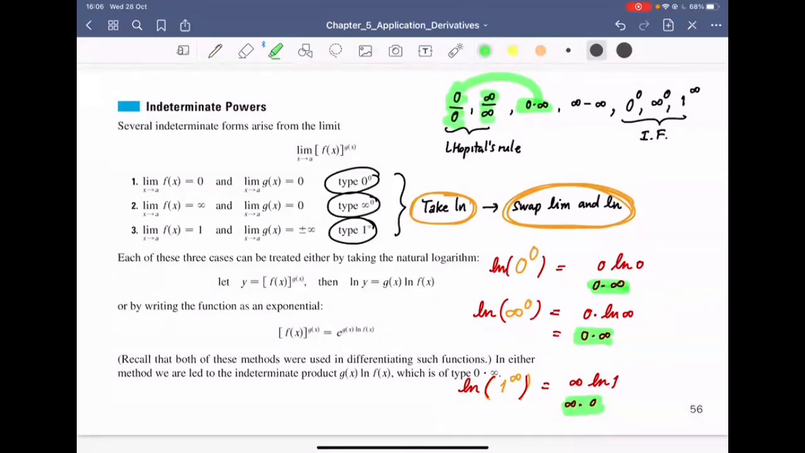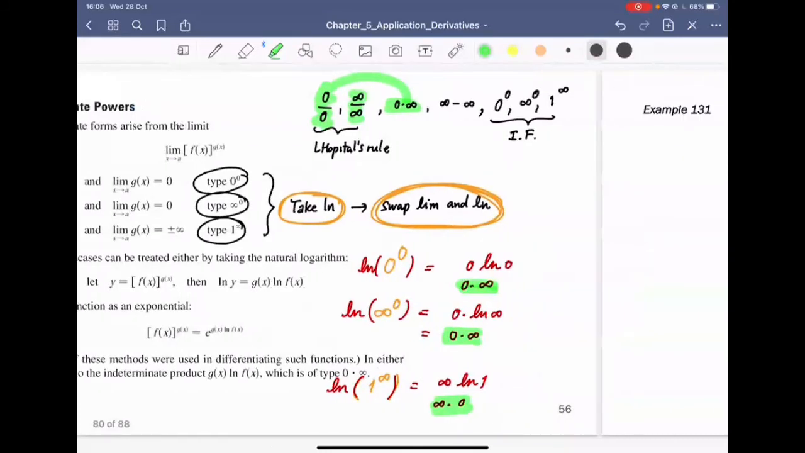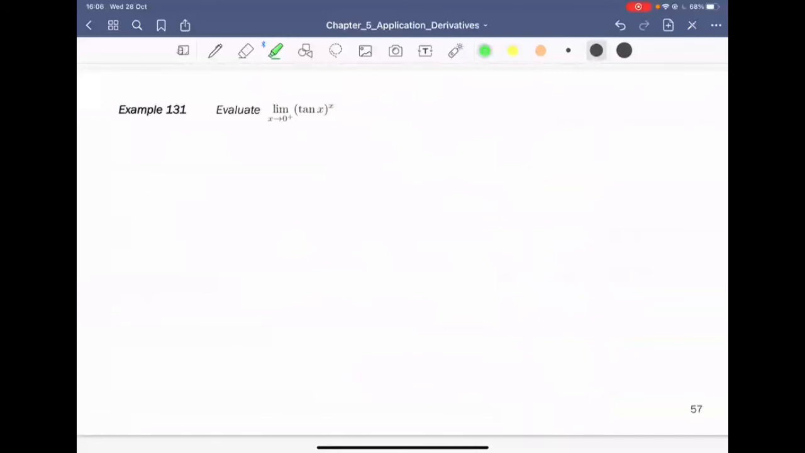All right, I think I talked too much. So we're going to look at examples now. All right, let's start from the simple one. I want to evaluate the limit of tan x to the x.